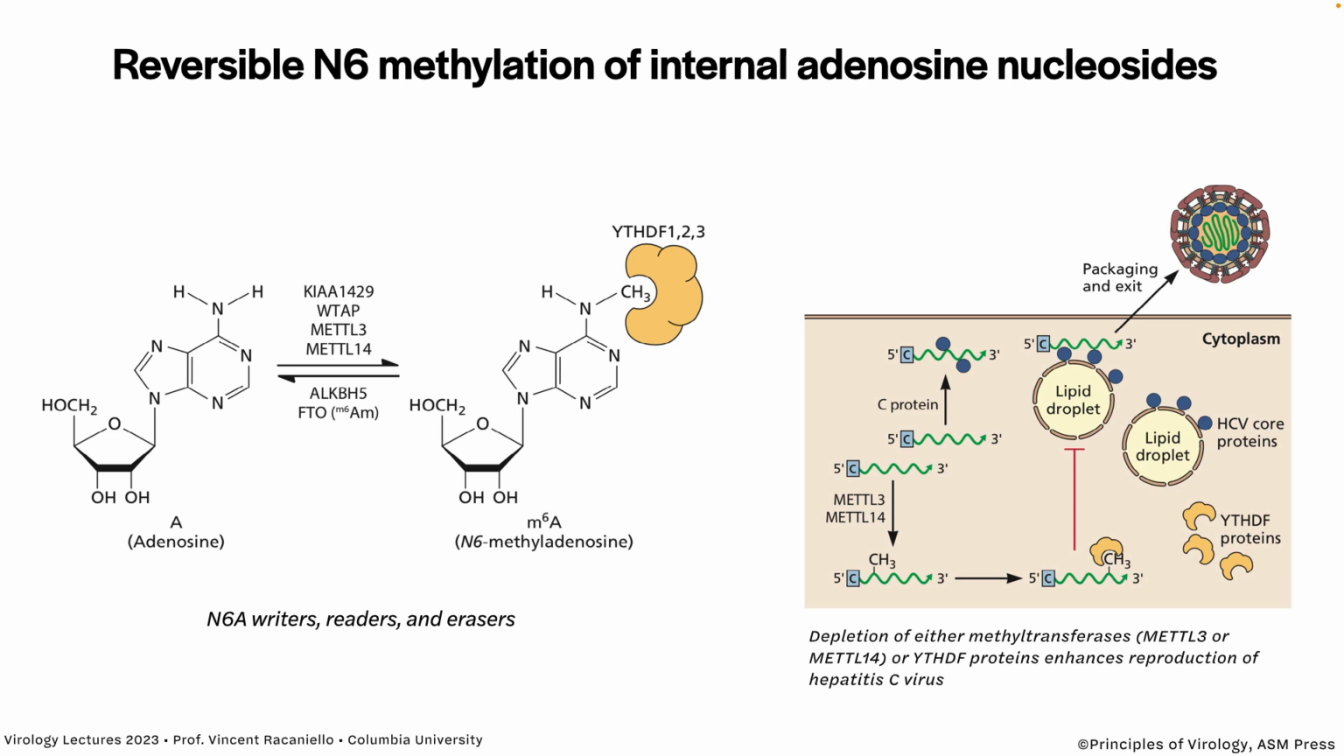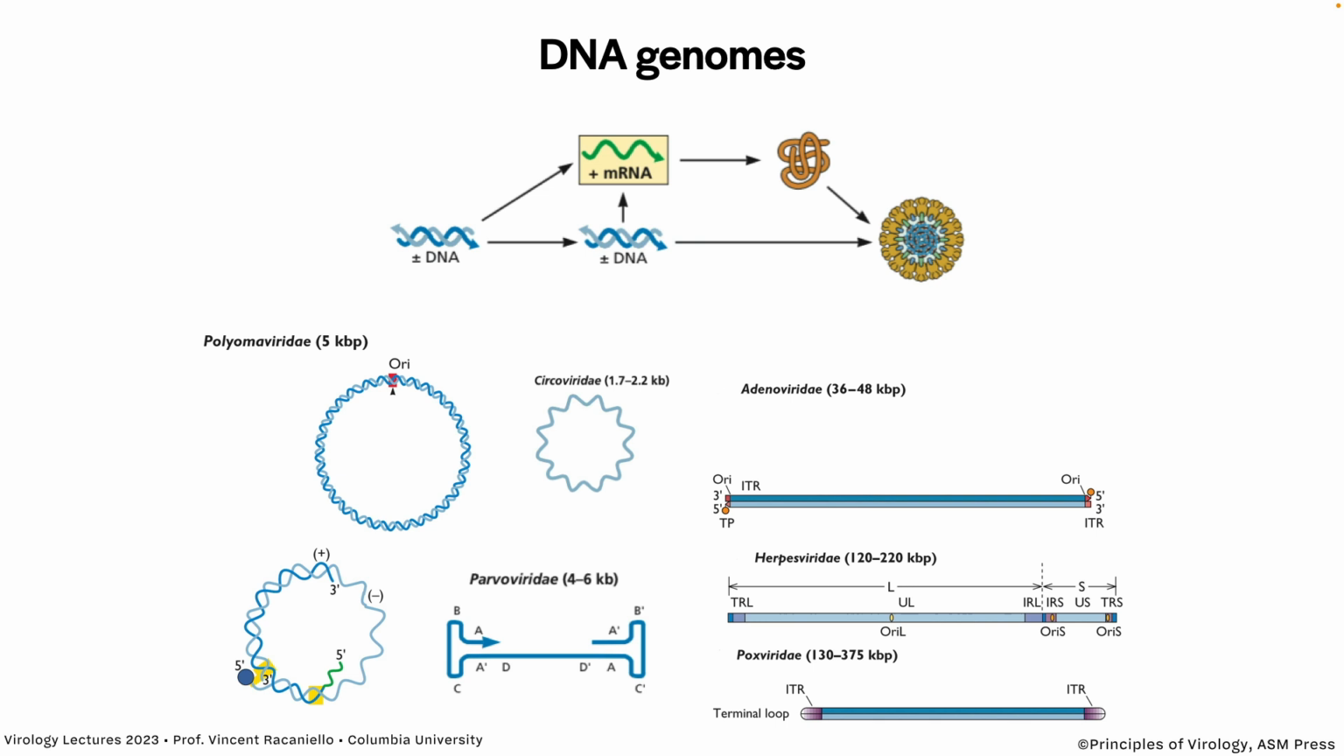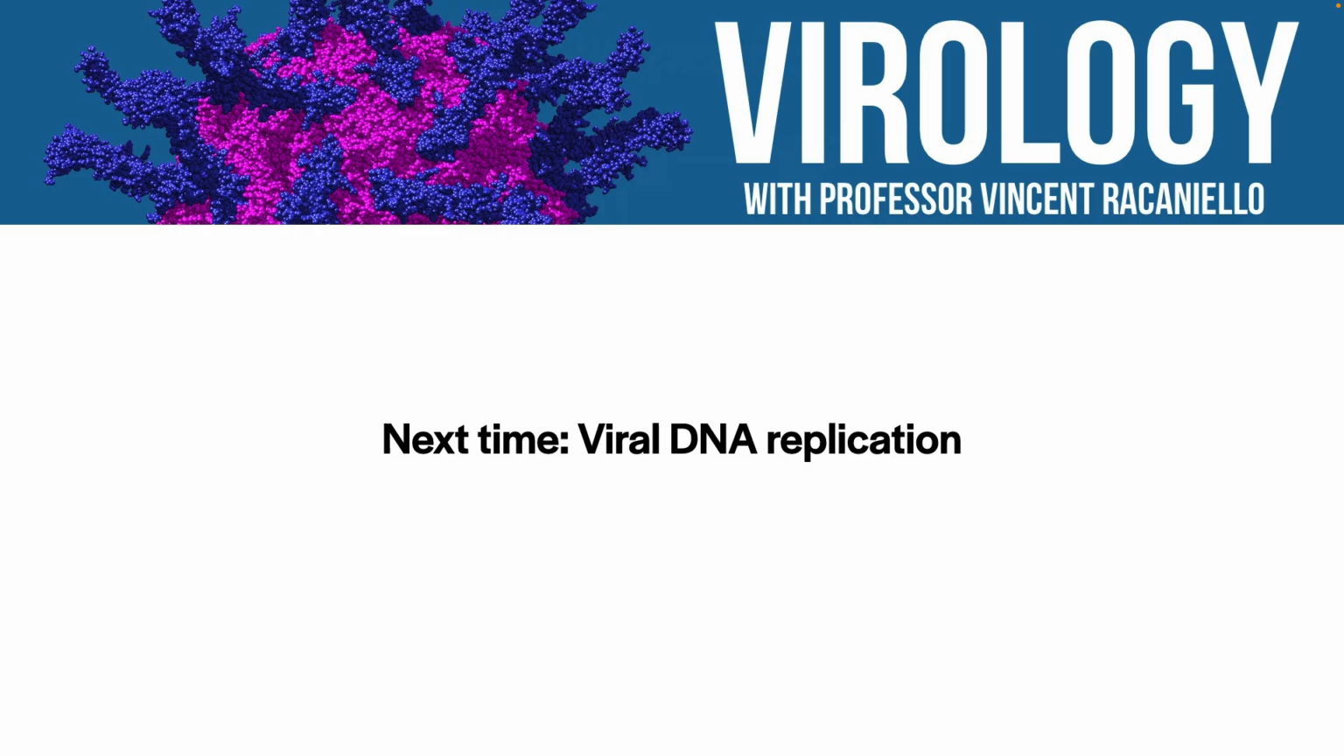So today we have talked about DNA genomes, double-stranded DNA genomes transcribing to produce mRNA, and we have figured out that these diverse genome structures all have to make their way to double-stranded DNA in order to be transcribed. Next time, we're going to talk about how these diverse DNA structures are replicated, because they're not all the same, so what has to happen? Viral DNA replication.